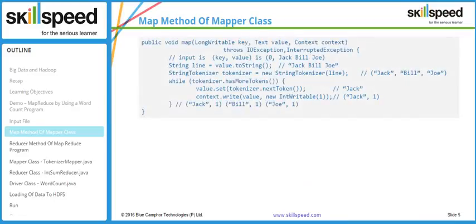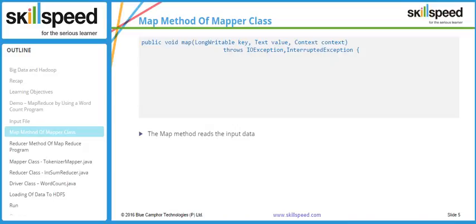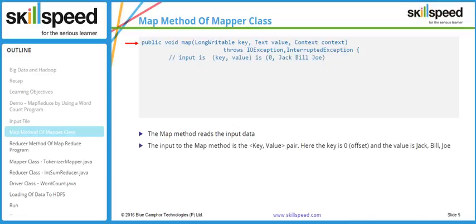Now, here is a sample MapReduce program executing the map method. Here the arrow number 1 shows the map method. The map method reads the input data line by line, and it is represented by the value parameter in the map method. The input to the map method is in fact a key value pair. Here the key is 0 and the value is Jack, Bill, Joe. What we have to understand here is that the key is 0 because the framework has already calculated the key value pair, and the value will be the first line, which is Jack, Bill, Joe.